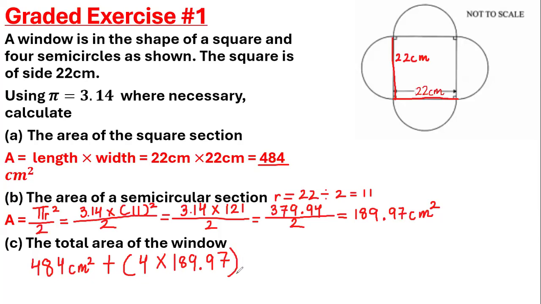Make sure your complete answers are in the chat so I can highlight you all. By the way, what did y'all get for this last one, before I say my answer? 1243.88. Very, very good. I got it as well. 1243.88 centimeters squared. Okay. All right.